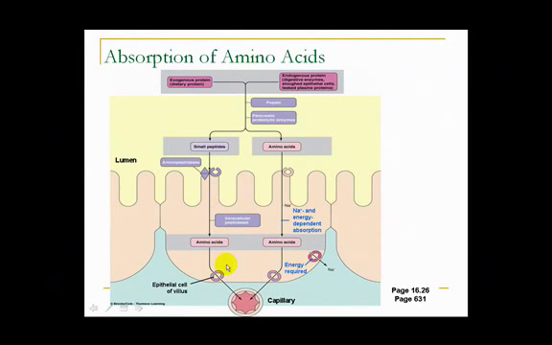Same thing with amino acids. You have a primary transport here that requires energy, creating a sodium gradient because you're pumping sodium out of the cell. So sodium is driven into the cell on this side, and it brings amino acids with it. And then they'll just move by diffusion from their higher concentration in the epithelial cell into the blood.